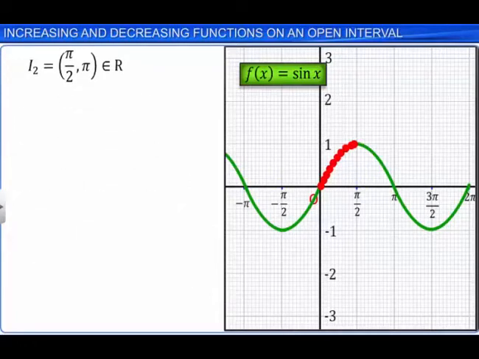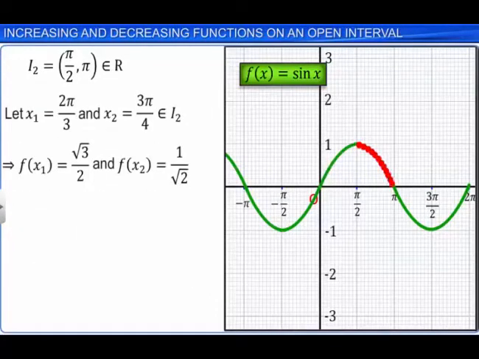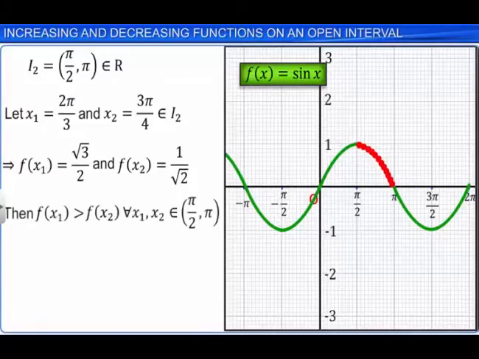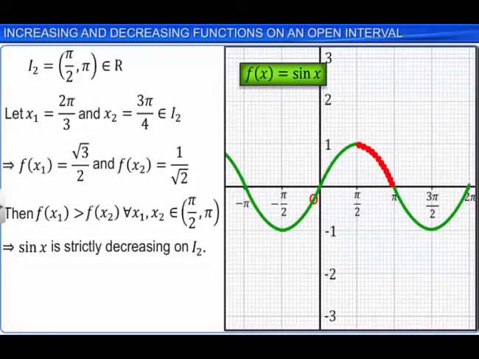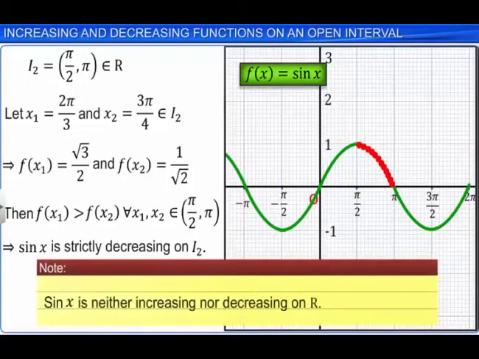However, if we consider any 2 points, x1 and x2, between pi by 2 and pi, such that x1 is less than x2, then f of x1 is greater than f of x2. This shows that sine x is strictly decreasing on interval I2. This means that sine x is partly increasing and partly decreasing on domain R. Hence, we can conclude that sine x is neither increasing nor decreasing on R.